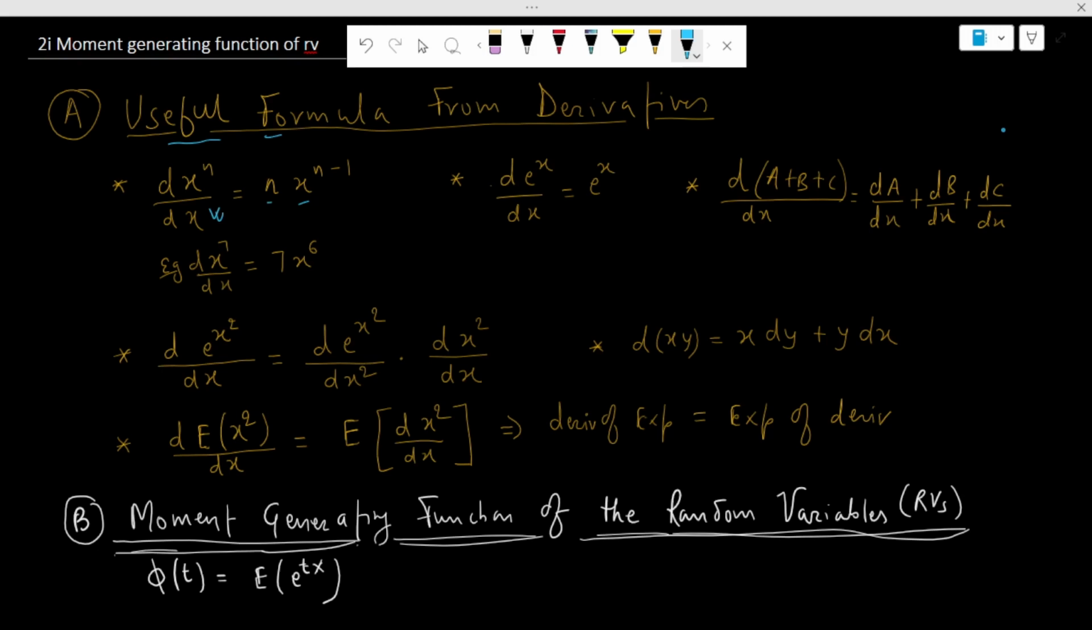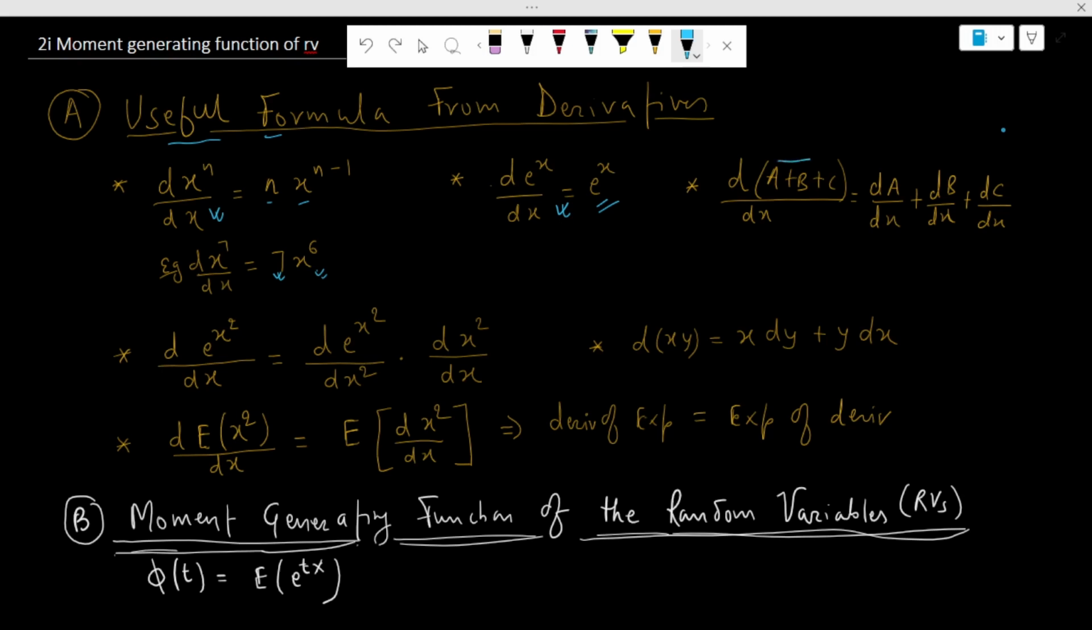A simple example: if we need to calculate the derivative of x to the power 7 with respect to x, that is equal to n, which is 7, and then x to the power n minus 1, 7 minus 1 is 6, so we get 7x to the power 6. The derivative of e to the power x with respect to x is e to the power x itself. This is a very interesting property, where e is our Euler number.